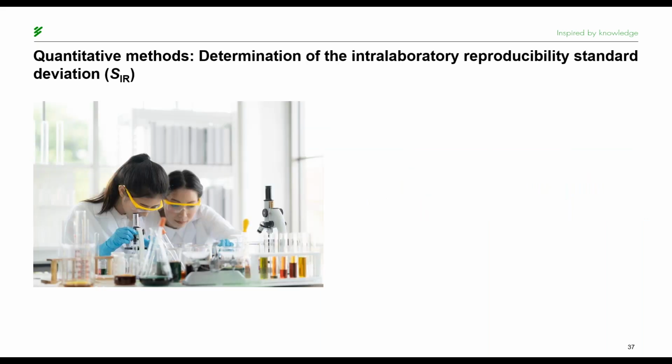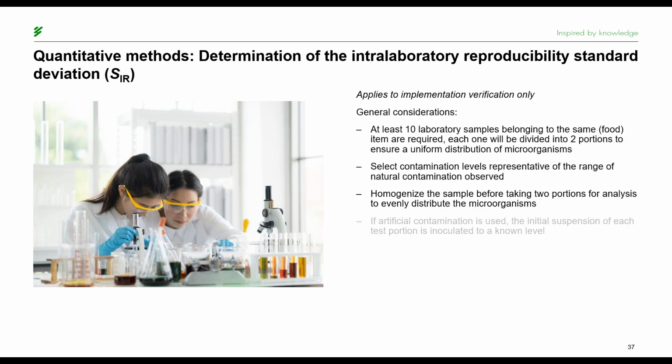We're going to start with the first one, which is the determination of the intra-laboratory reproducibility standard deviation, or SIR. The name can throw us off at first, but really it just means that we are going to put the method to the test to challenge it. Remember that it only applies to the verification of the implementation. So again, we're going to compare what we will obtain with the interlaboratory reproducibility standard deviation that we will find in the validation studies, as this value would be SR.